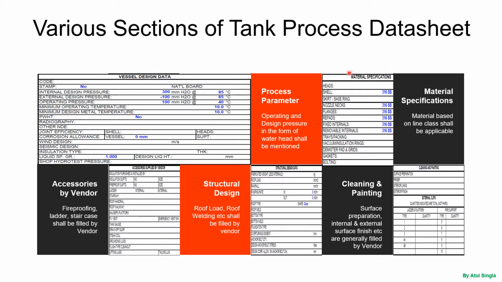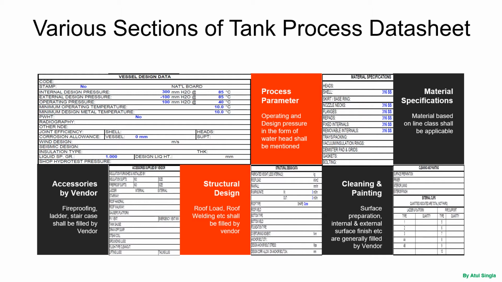Then based on the service, for example, if we talk about a DM water tank, then there will be some material which we need to specify in the data sheet. For example, here we have taken stainless steel plates.